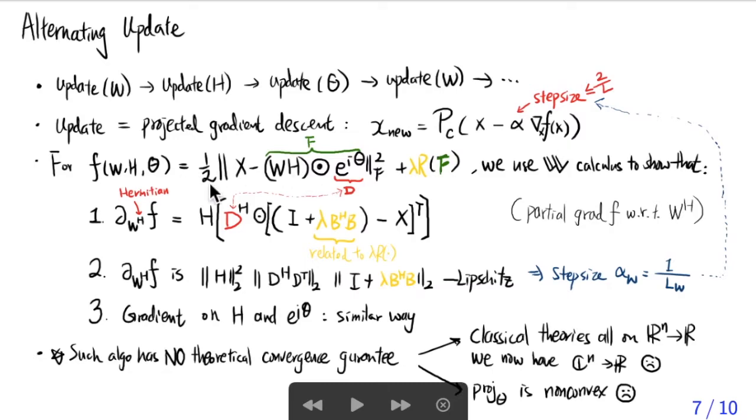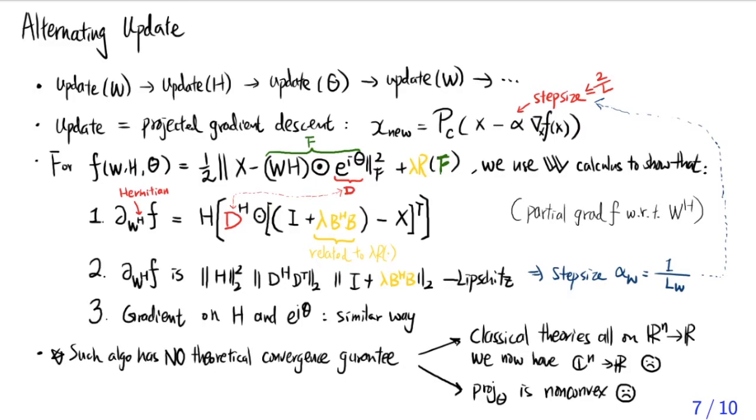So for our CNMF problem, this is the objective function. We need to compute the gradient with respect to W, H, and theta. And since we are working with Wirtinger calculus, we need to compute the gradient with respect to W Hermitian. And we show in the paper that this is the expression of the gradient. We also show that this expression is the Lipschitz constant. So everything looks nice, but in fact, we have no convergence guarantee for this algorithm.